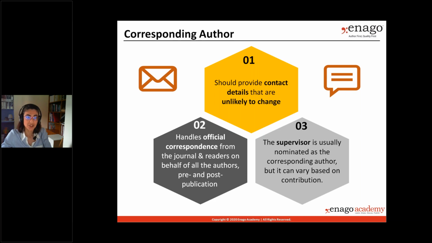It's a position that is usually assigned to the senior author, who is usually the supervisor. But the corresponding author can also be the first author, or you can have two corresponding authors, first and last. This is a decision to be taken by the team, and to some extent it depends on what the journal allows. Usually two corresponding authors would be allowed in exceptional circumstances if this is the case.